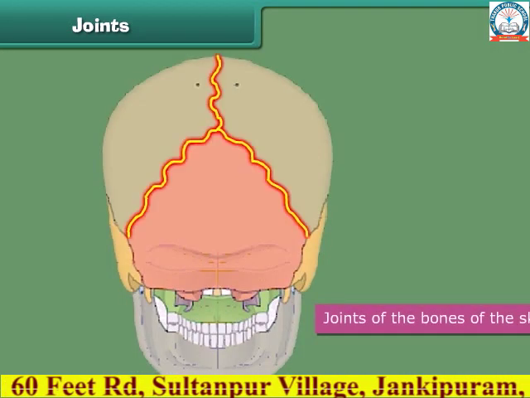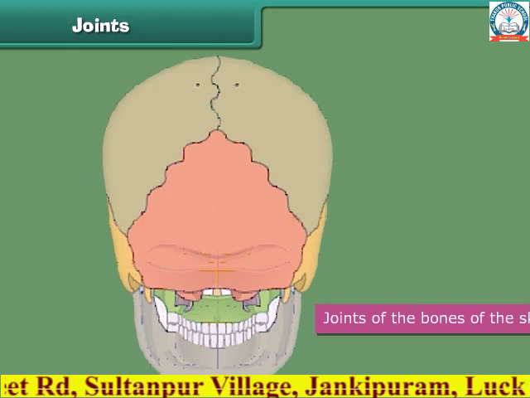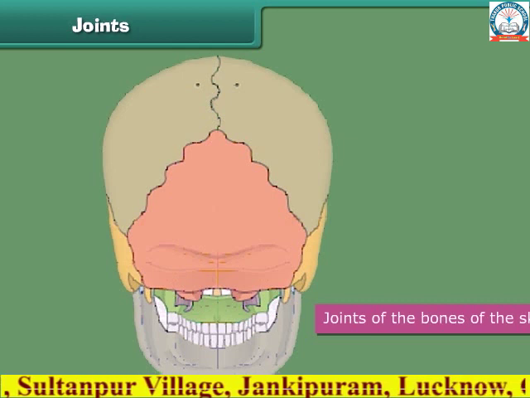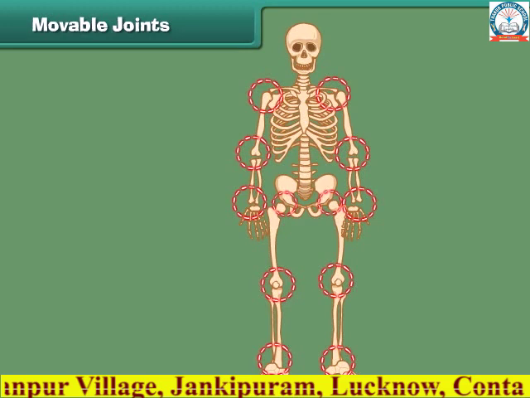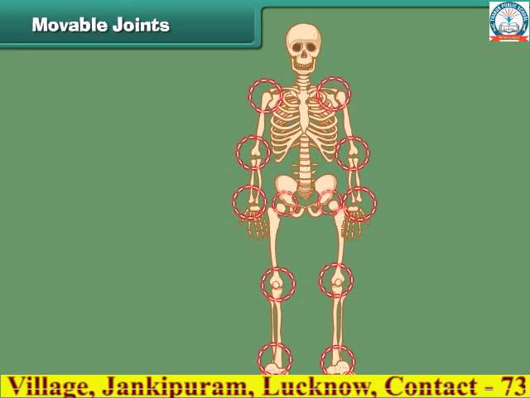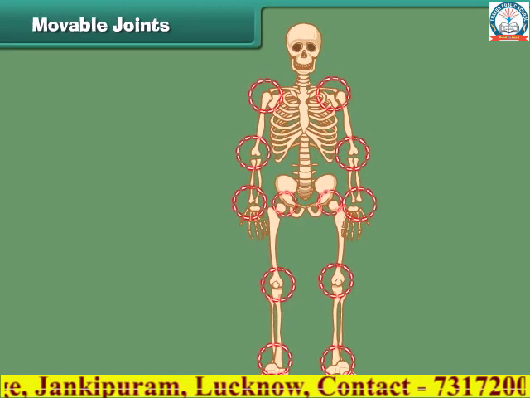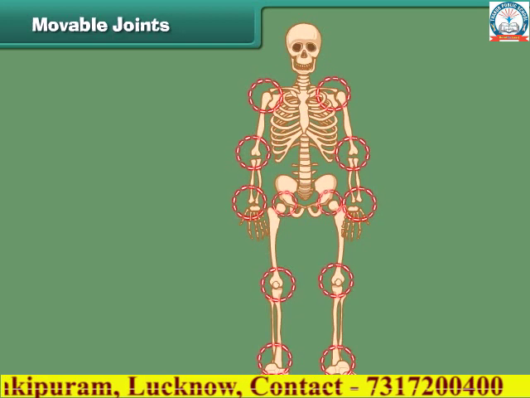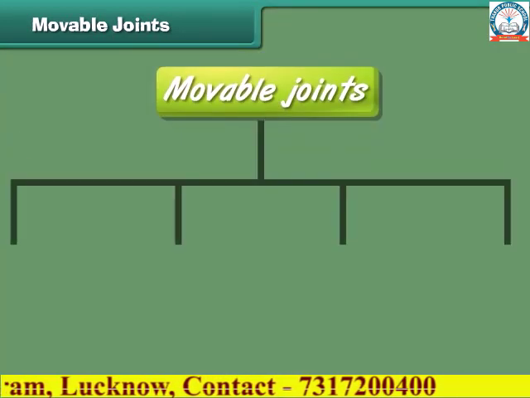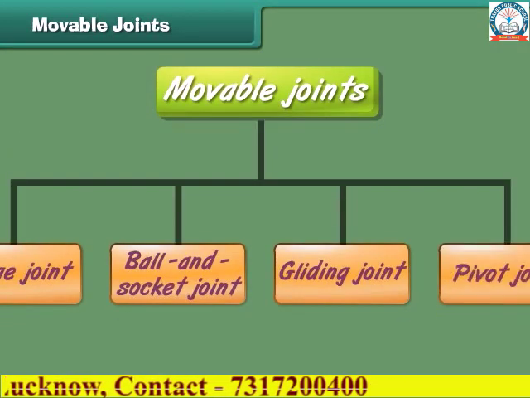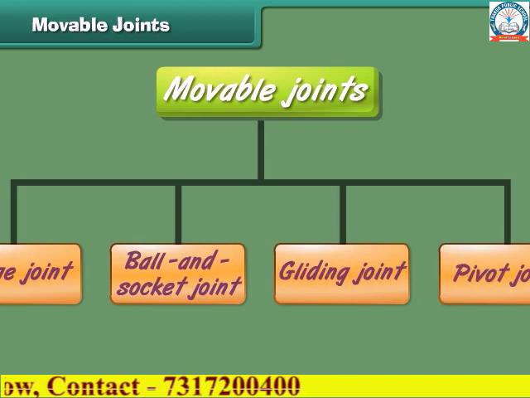The joints of the bones of the skull are immovable joints. Most movable joints allow free movement of the body parts, whereas in some joints only a little movement is possible. Movable joints are grouped into 4 types on the basis of movement. Come, let us discuss each type in detail.